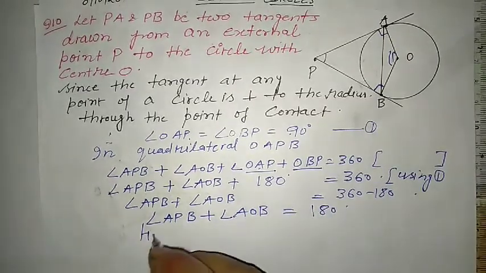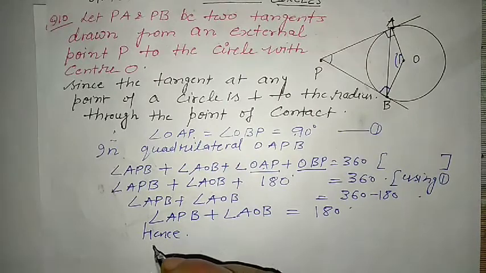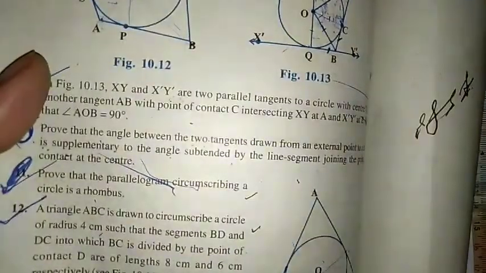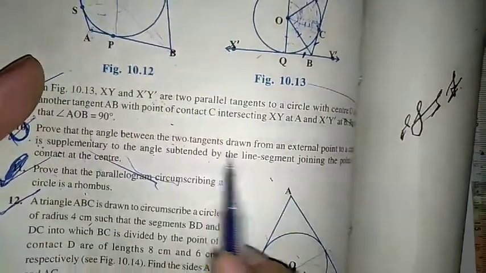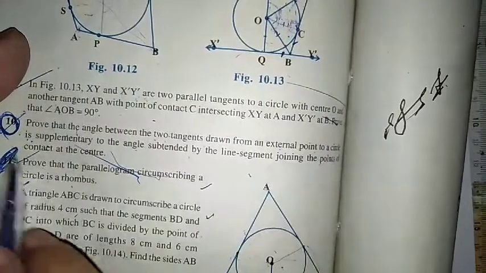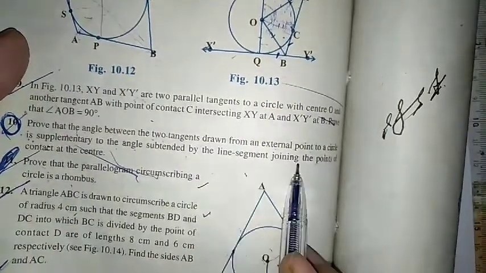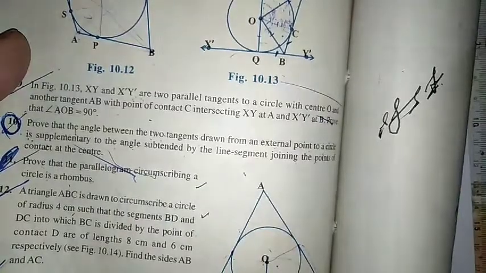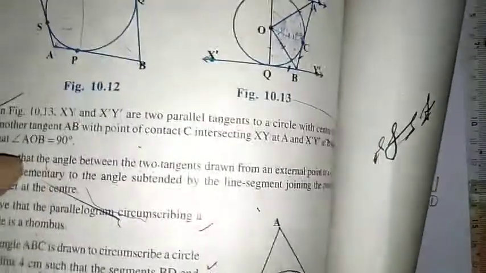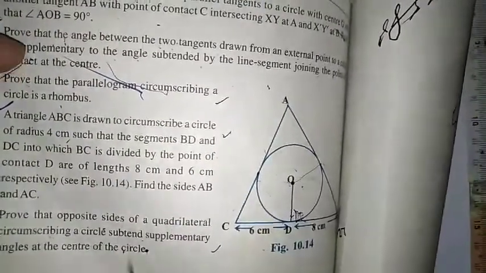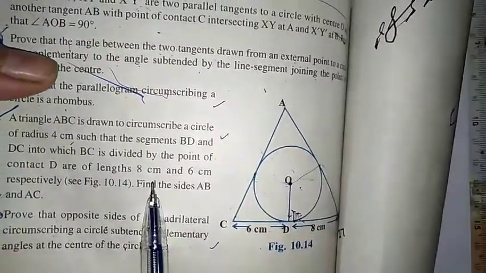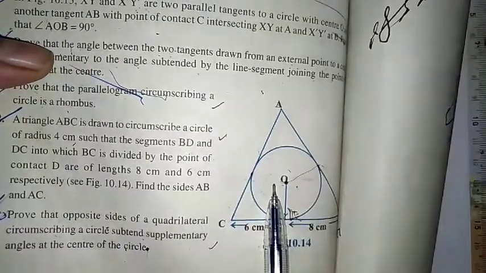So at last you will write hence, and then you can take this statement from the book. Hence we can write here, the angle between the two tangents drawn from an external point to a circle is supplementary to the angle subtended by the line segment joining the points of contact at the center. After this, we are going to discuss the longest question of this exercise. This is given. The figure is also given.